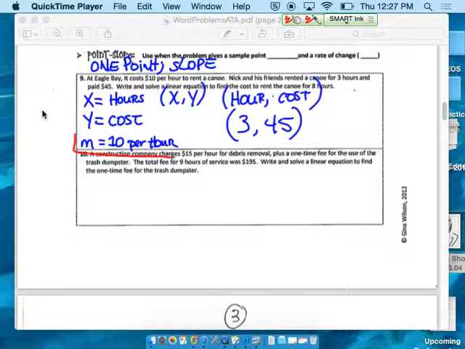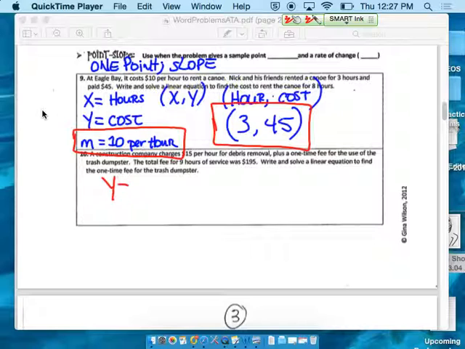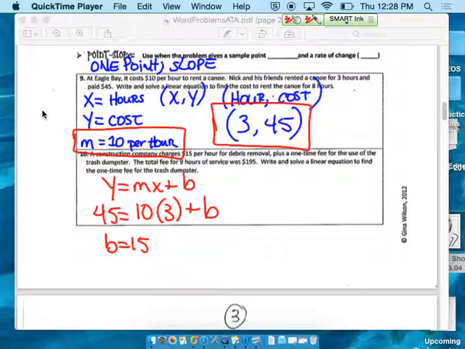So here I have my m, and here I have my ordered pair, just like we did in class. To set this up, we're going to use the model y equals mx plus b, and here y is 45, m is 10, x is 3. So what I'm going to do is calculate the b, or the flat rate. Is there a flat rate associated with just renting the canoe? Here I end up with b equaling 15. So my linear model looks like this: y equals 10x plus 15.